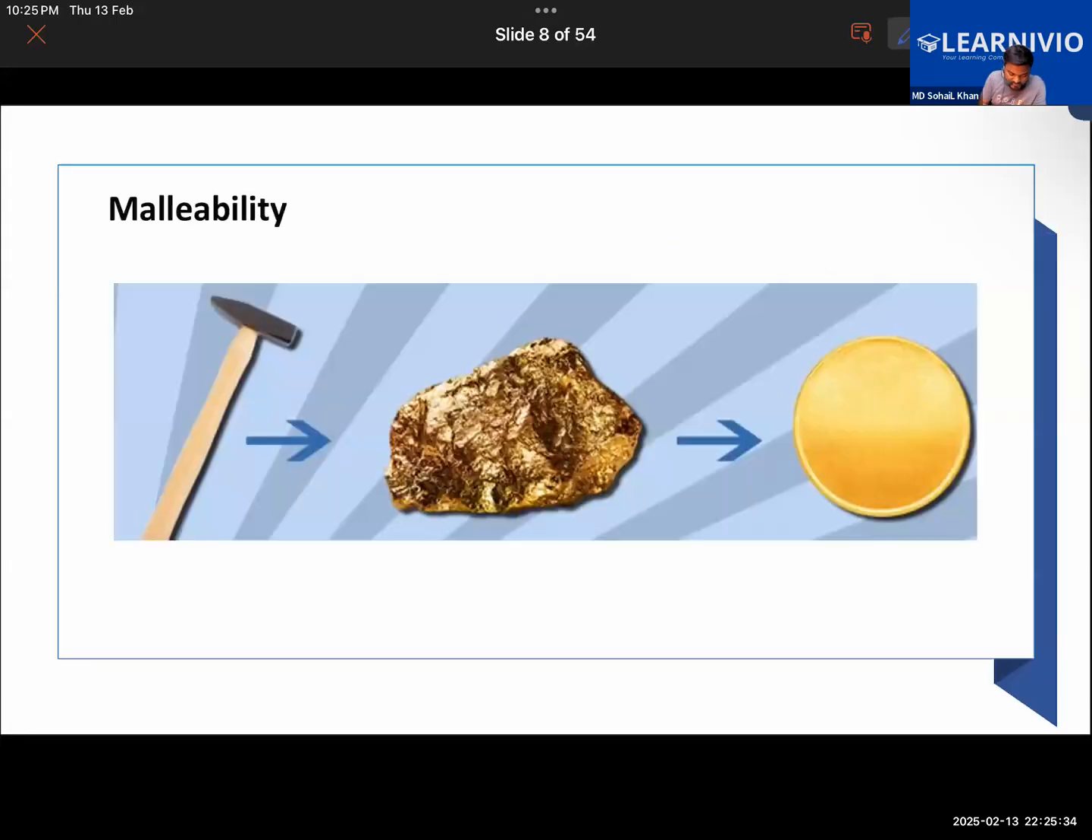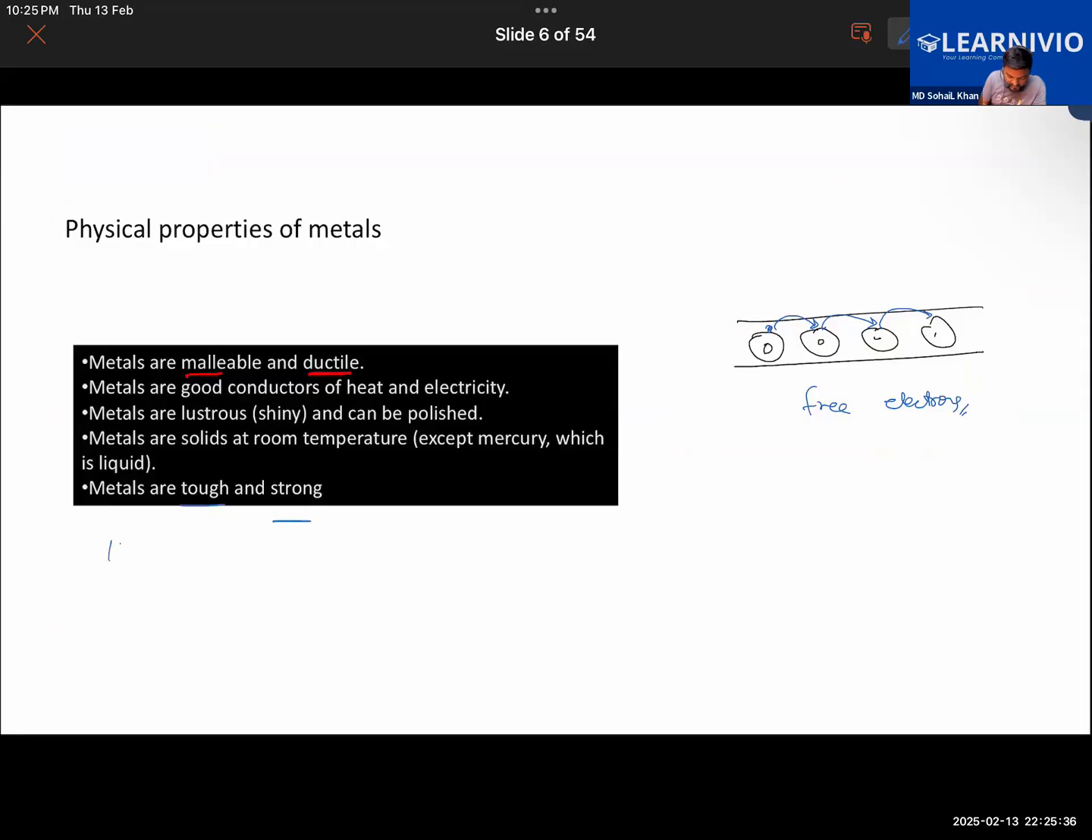Other than all this, I will be adding a few more. So, high melting and boiling point. Further, they are hard. But you guys know that there are some soft metals also that you can cut with a knife. You know about sodium and potassium? Yeah.